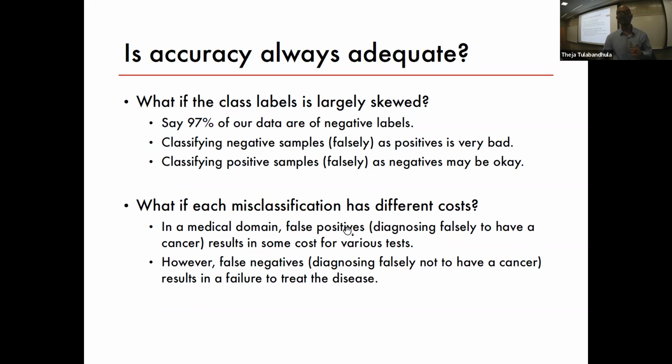For example, in the medical domain, a false positive, where you predict something is there, let's say cancer is present when it is not present, will result in some cost for various tests. So that's okay; this cost is fine. The second one is a false negative, which means you're predicting negative whereas it's actually positive. Somebody has cancer and you're saying they don't, which may result in failure to treat the disease, right? So there's an asymmetric cost involved for the off diagonal entries in the confusion matrix.